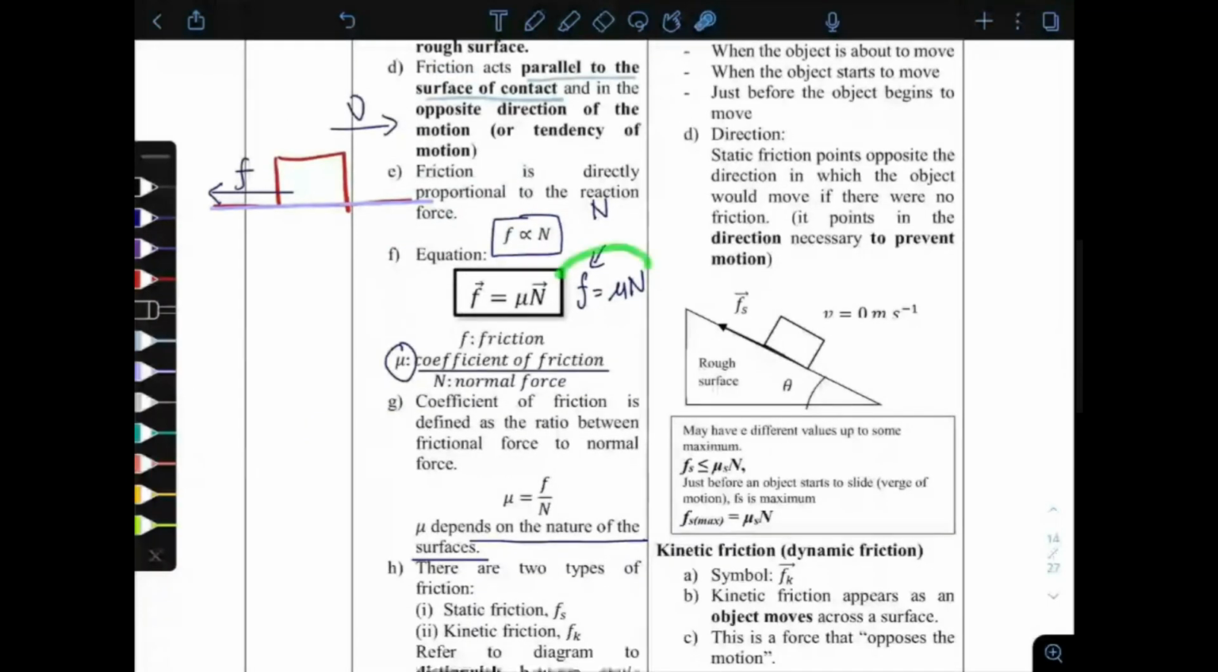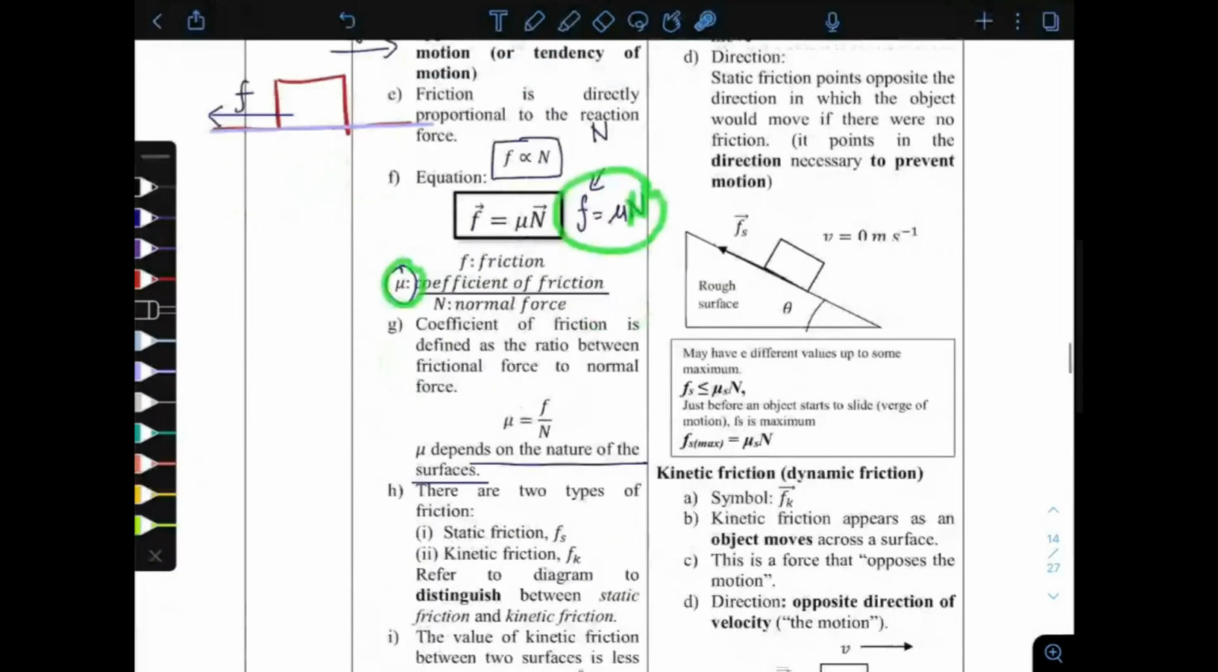Okay. So, coming back to here, your friction is equals to coefficient of friction iaitu mu. Simbol ni kita panggil dia mu multiply with N, normal force. So, rearranging this equation, you will get mu is equals to F over N, which is the ratio of the frictional force to the normal force kamu.